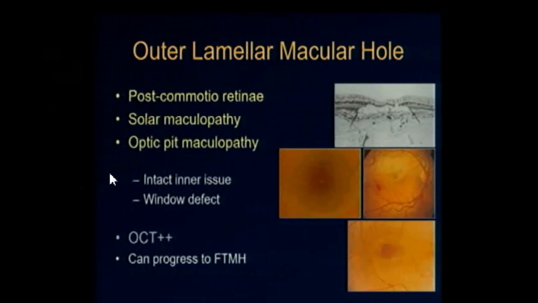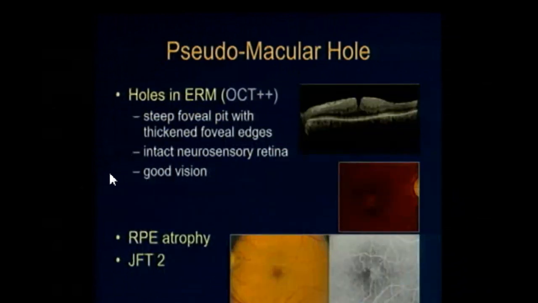And an outer lamellar hole is when you have the hole in the outer retina and not in the inner retina. And the OCT will also determine this. And this is very common in optic pit maculopathy and in solar maculopathy. Okay, if somebody gazes at an eclipse or at the sun or even with a laser pointer, what happens is you get a disruption of the outer retina.